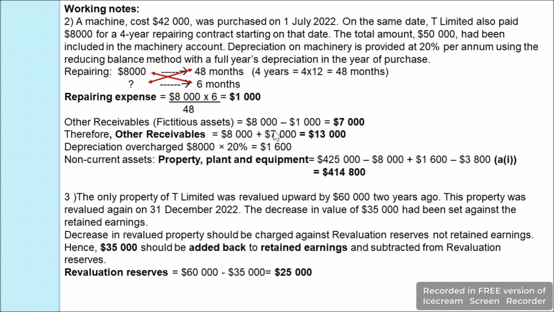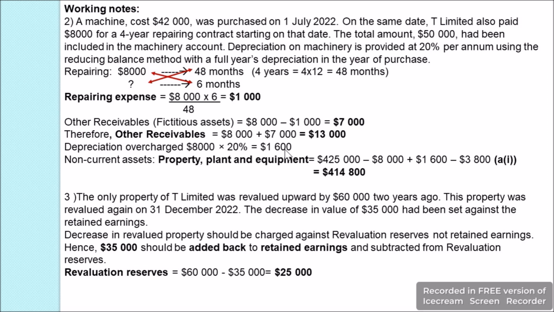And what else we have done? We have considered this as the cost of machinery, that is, this 8,000 was also considered as the cost of machinery, and hence we have depreciated this amount as well, whereas this is our fictitious asset, hence it should not be depreciated. So what we are going to do is, we are going to find the 20% per annum, and as this is the first year, using reducing balance also, we will just multiply it with 20%. So 8,000 times 20% will be 1,600. This is the overcharged depreciation, and this should be added back to the retained earnings.